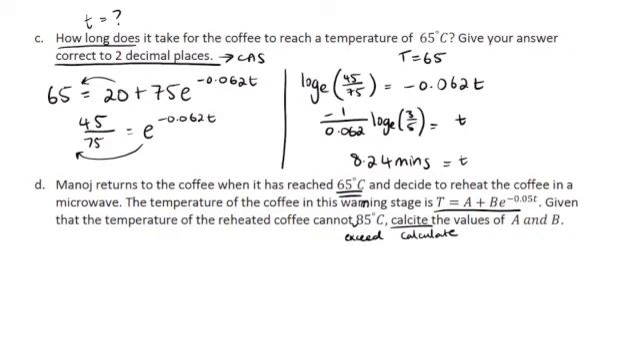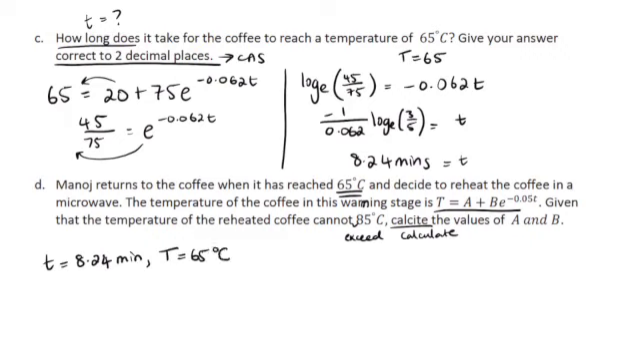So the first thing that we know is that Manoj returns to the coffee when it has reached 65 degrees. So what time was that? Well, that was at 8.24 minutes. So that's when he has returned to the coffee, and at that time the temperature was 65 degrees.